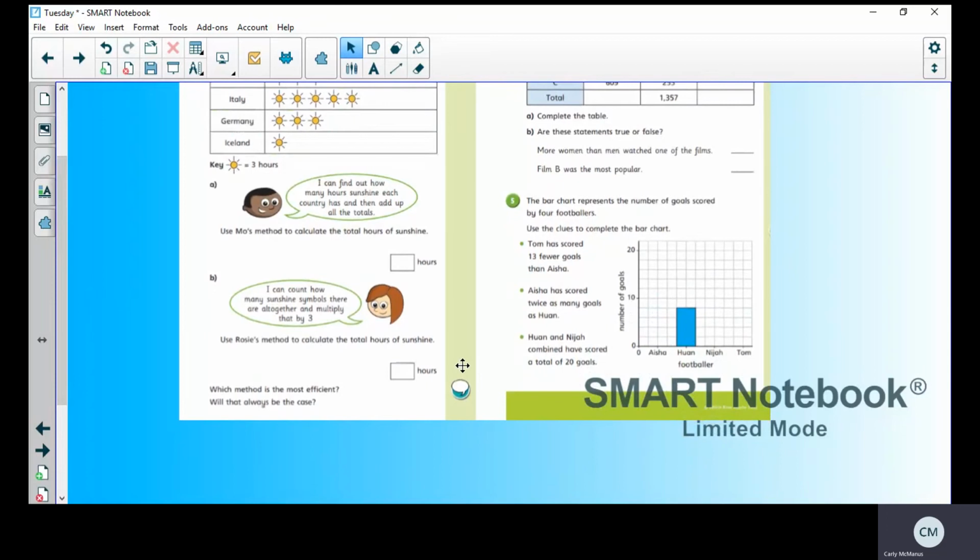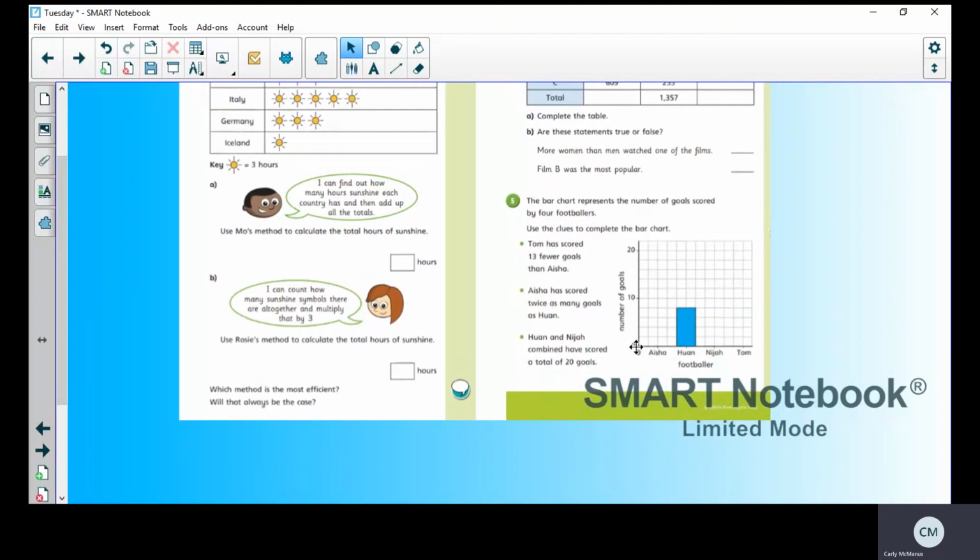So if you're not doing it on the sheet, then you can do it on paper. Just draw this out roughly. And it says Thomas scored 13 fewer goals than Aisha. Well, we can't work that out yet because we don't know how many Aisha has scored. But it does say here, Aisha has scored twice as many goals as Hunan. Now, look how many he's done.